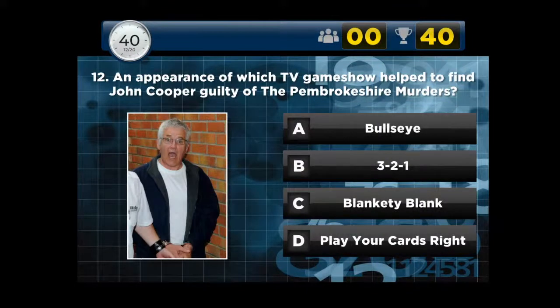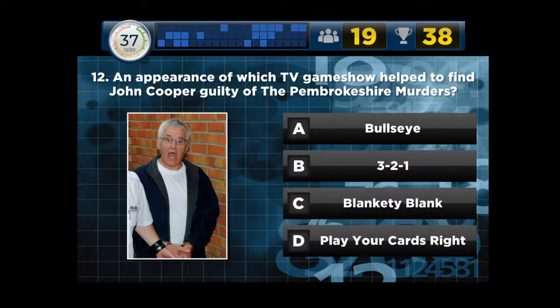On to question 12. An appearance on which TV game show helped to find John Cooper guilty of the Pembrokeshire murders? Bullseye, 3, 2, 1, Blankety Blank, or Play Your Cards Right? That's been serialised in a drama in recent weeks, ended this week. Less than half the time remains. Very easy question if you're watching that series. Not so if you weren't.